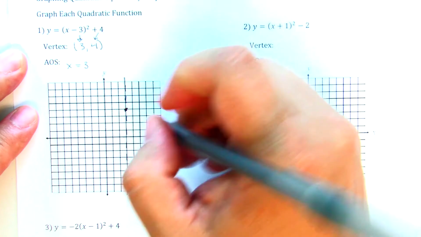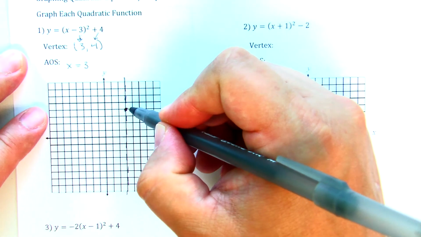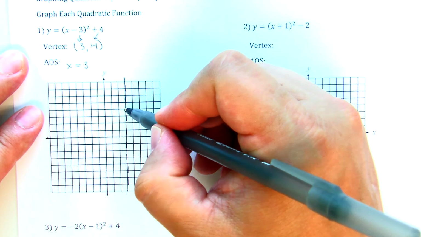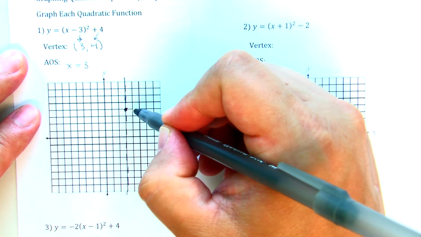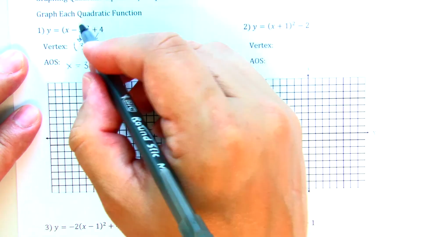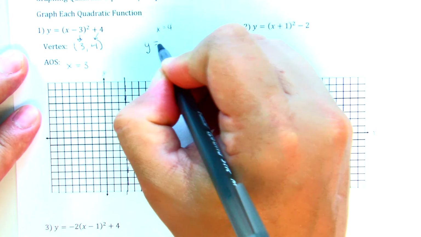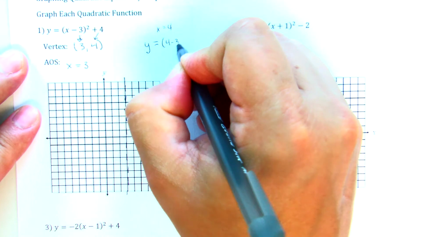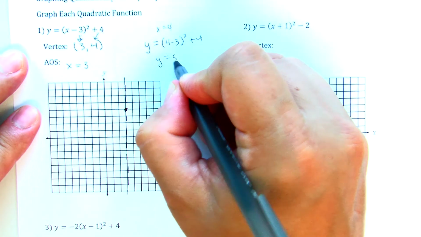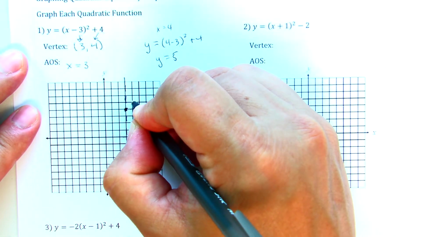Okay. Now what I like to do is just to find one other point on the equation, just to give me a better sense of what it's going to look like. And what I always do is I go 1 to the right of the axis of symmetry, so where x equals 4, and I'll plug that in. So if x equals 4, then y equals 4 minus 3 squared plus 4, which is 5. So there's another point at 4, 5, which is right here.